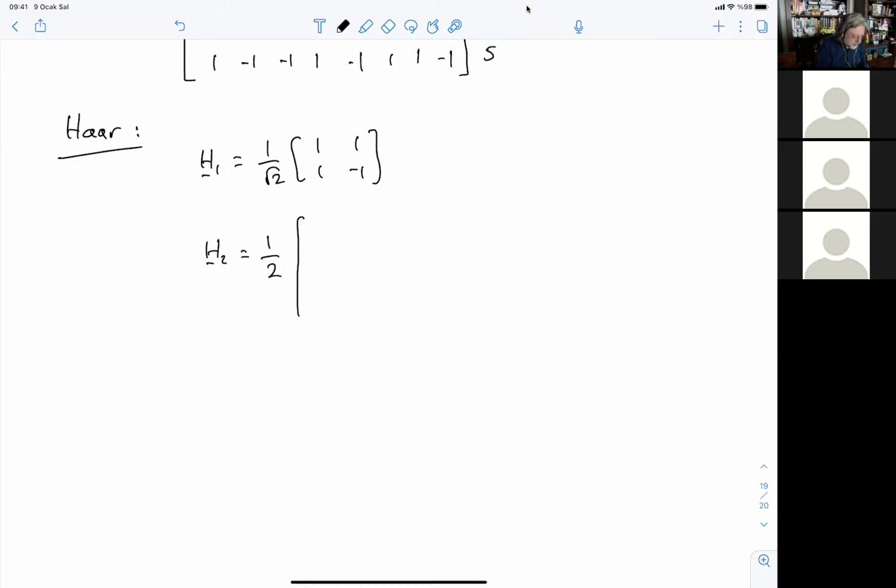But this 4 by 4 transformation is a little bit different. The first row is all ones, but the next row is just splitting the left-hand side from the right-hand side. So it's a little bit different. This is an interesting matrix that we will have.